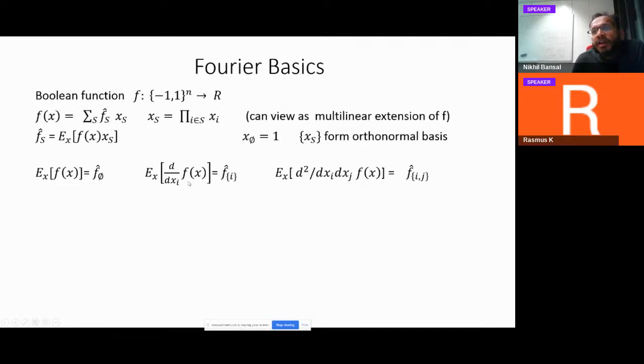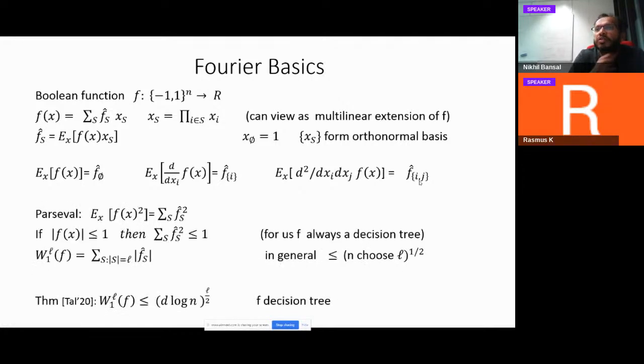Similarly, if I'm looking at the derivative of this function with respect to xi, then only the Fourier coefficients corresponding to sets S which contain element i will survive and become constant, and everything else will either have some x sitting on it or be 0. So if I take expectation, you just get the Fourier coefficient of i, and so on. If I have some multiple derivative and I take the average of all of this, it's just going to be f hat of ij and so on. Okay. So, just very basic Fourier analysis.